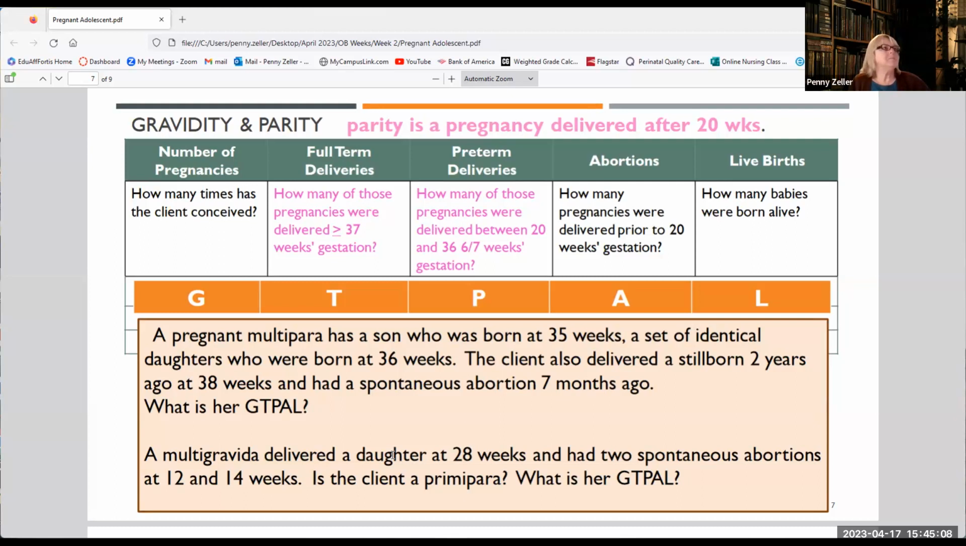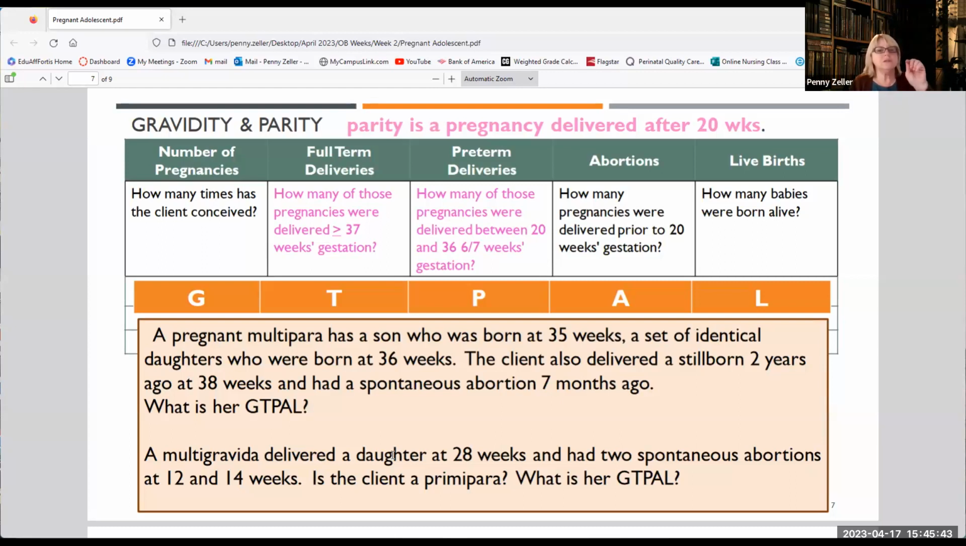Anybody want to guess? Actually, it'd be 5 because she's pregnant now. She delivered a son, a twin pregnancy, a stillborn, and an abortion. So 5. The twins are considered one pregnancy, just one pregnancy. We're counting the conceptions.